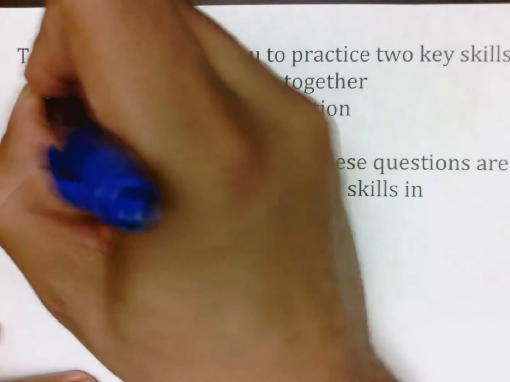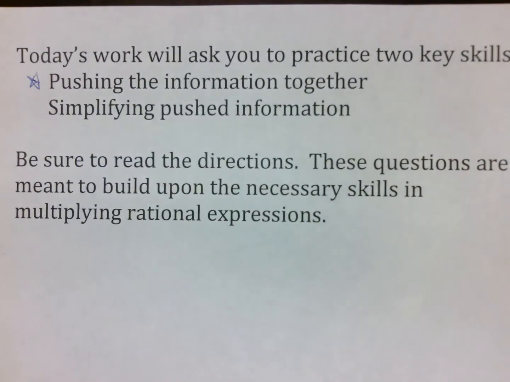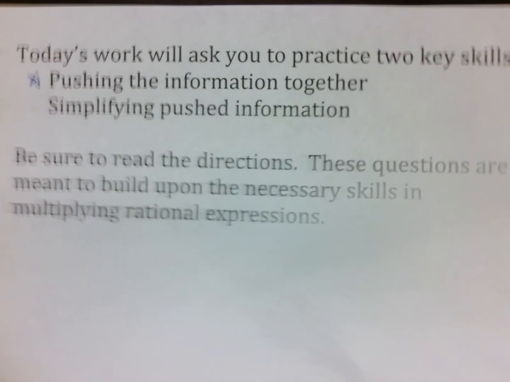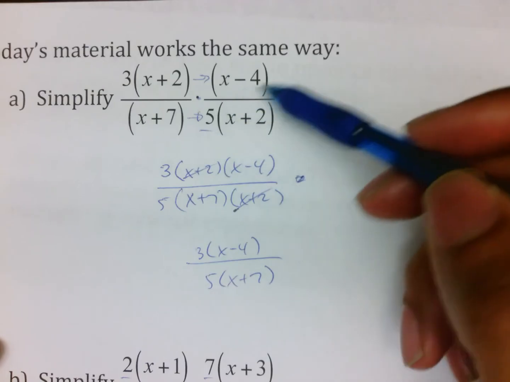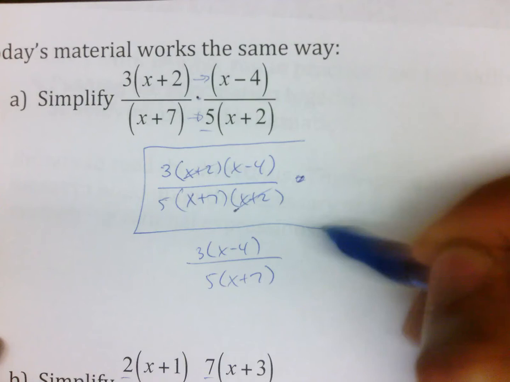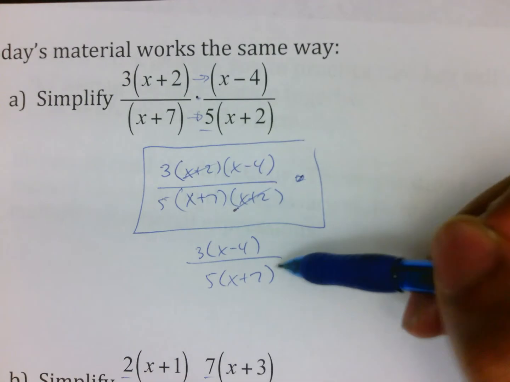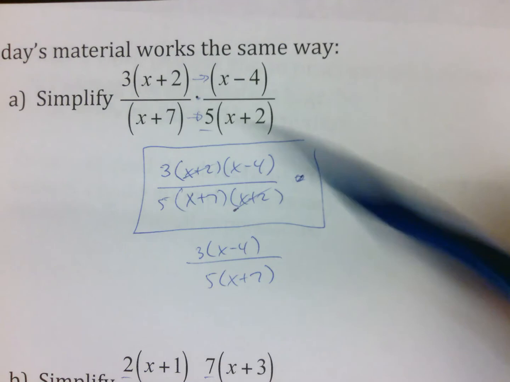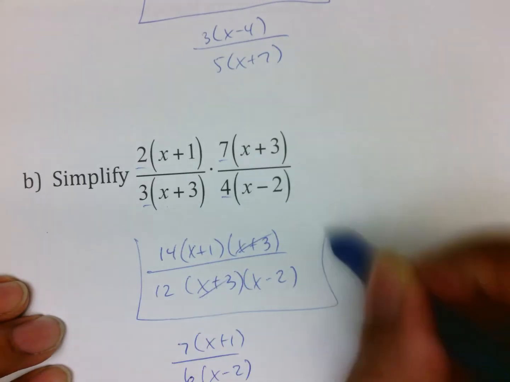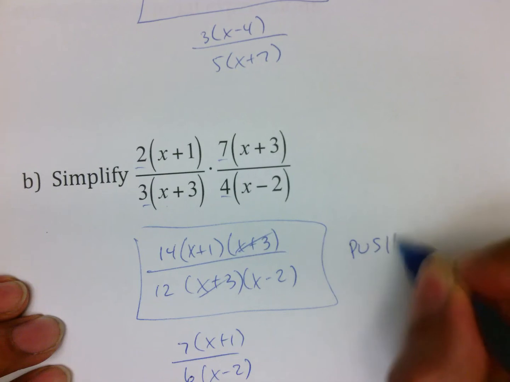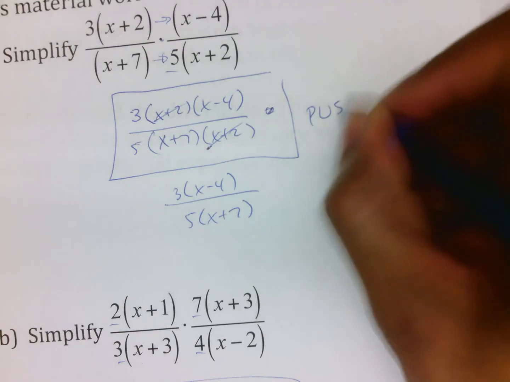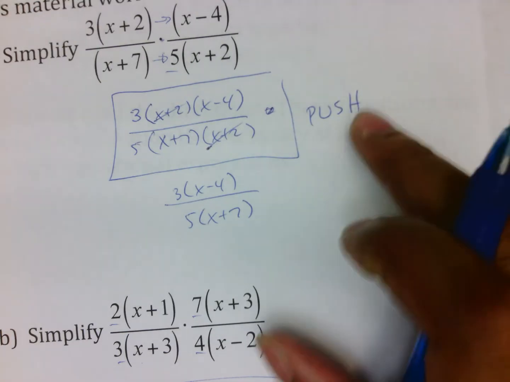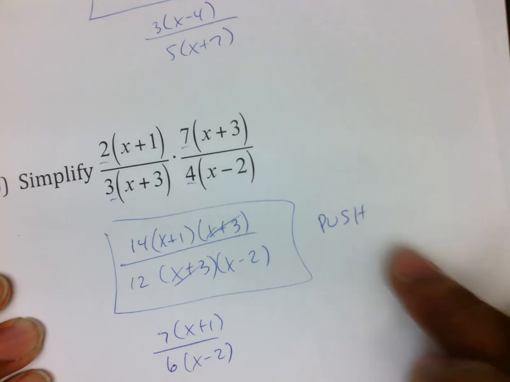So the first thing it's going to ask you to do is to push the information together and stop. So in other words, it'll give you a question like this, and it'll ask you to push it together, which means this will be your answer. Don't go all the way through to this part. Push it together just simply means push it together into one fraction and stop. On this question, you would push it all together into one fraction and that would stop. Again, this is the push part of what we're doing. So if it says push it together, that's where you're going to stop.